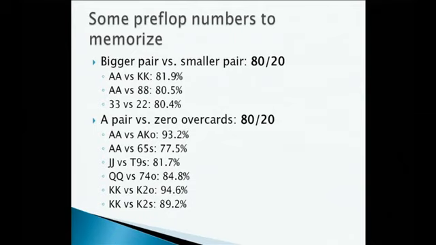So first of all, I wanted to run through some numbers. It's good to have a sense of these. You don't have to memorize all of them, but it's good to have a reasonable idea of the equities of specific hands versus specific hands when you get it all in pre-flop. I classified these to make them roughly easier to memorize. The first example, which is the dream situation, is you have a bigger pair against a smaller pair, right?